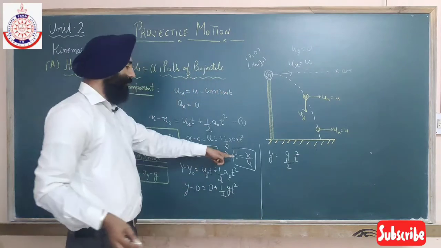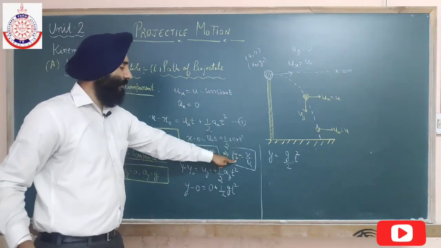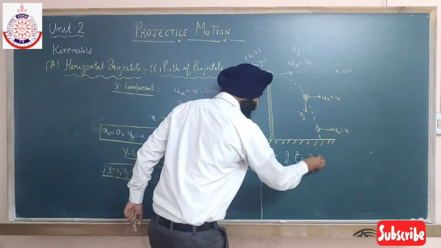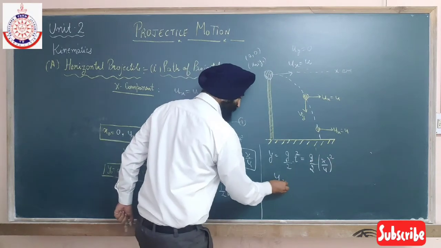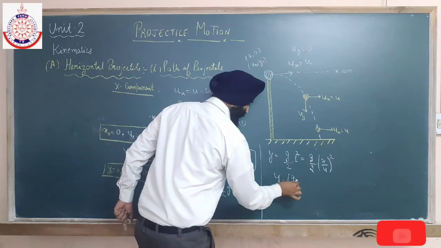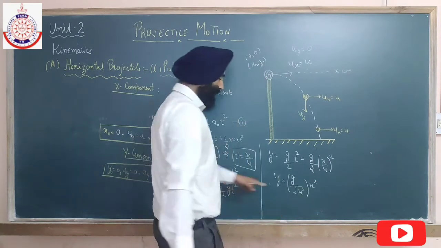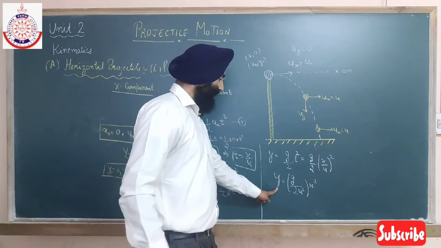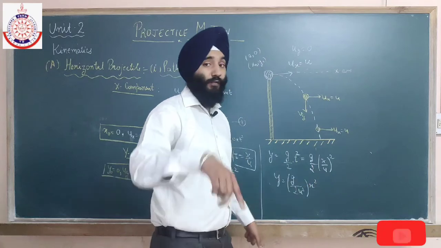So now put the value of t from the x component. From the x component I calculated the value of t. I will put it here. So this becomes g upon 2 into (x upon u) the whole square. So the y component becomes g upon 2u square multiplied by x square. The value of g is constant, the value of u is constant.